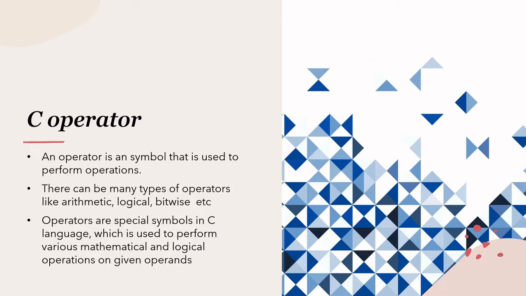Now let's start with what an operator is. An operator is a symbol that is used to perform an operation. A symbol by using which we can perform operations. There can be many types of operators like arithmetic, logical, bitwise, etc. Operators are special symbols in C language which are used to perform various mathematical and logical operations on given operands.